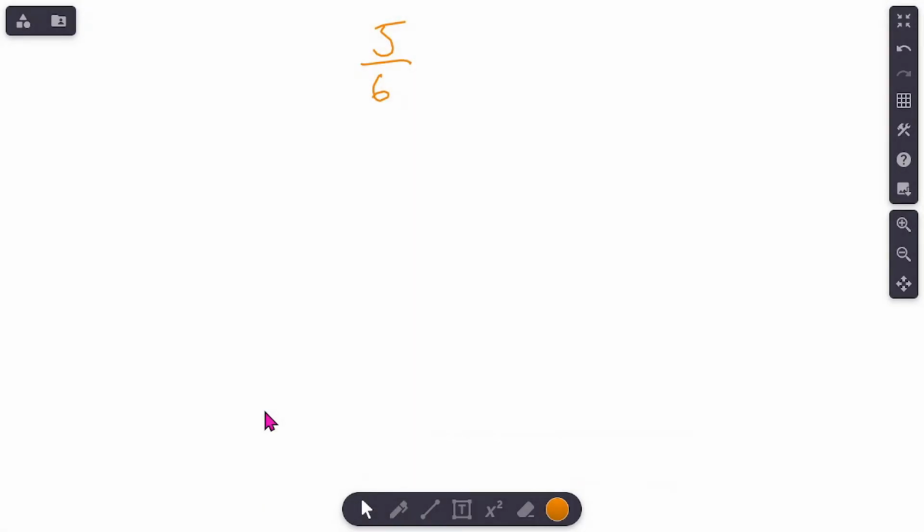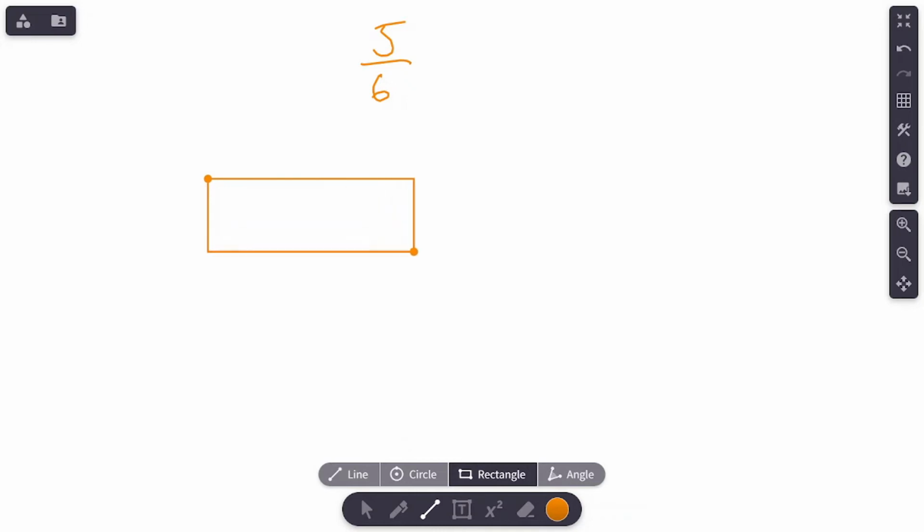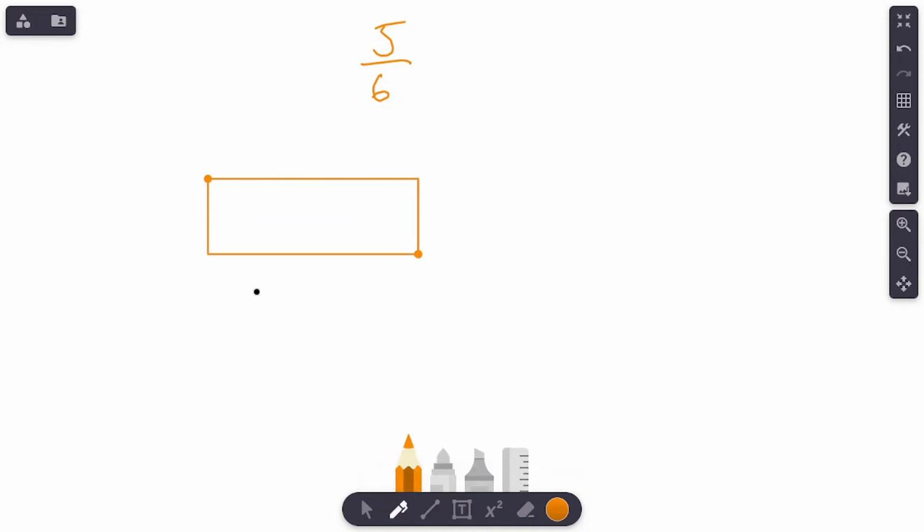Second problem on the screen here. Here we go. We've got 5/6. So let's go ahead and represent 5/6 as our fractional part. So draw your model, break it into 6 equal size sections.